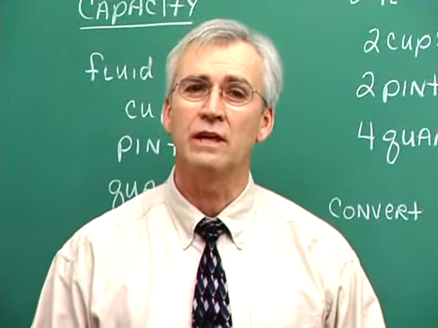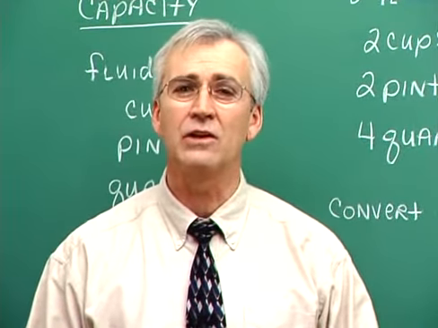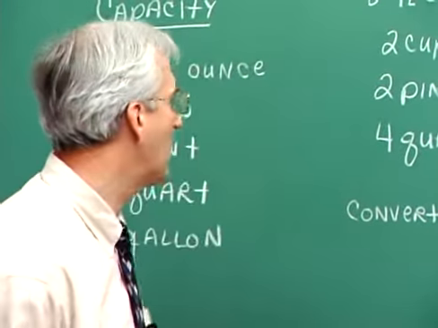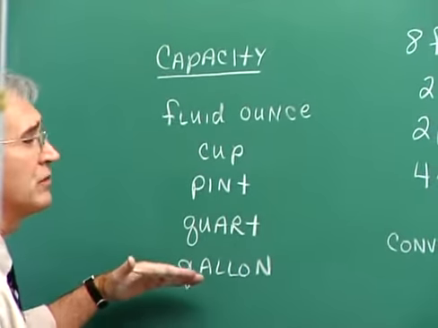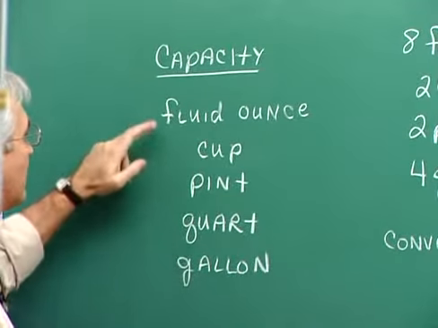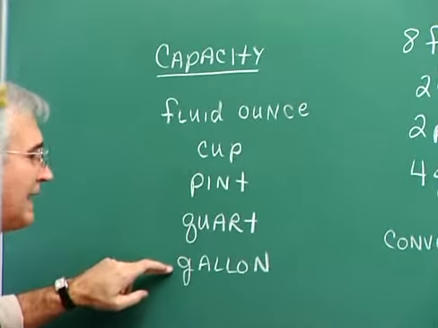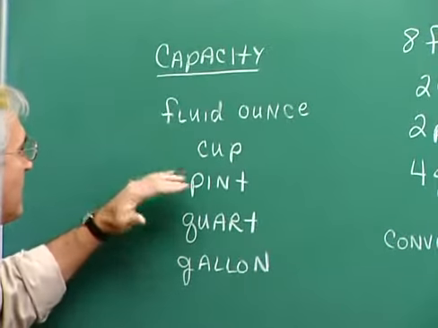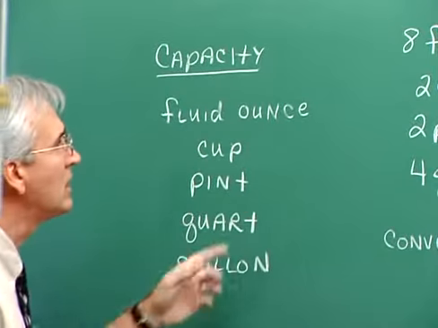Liquids are measured in units of capacity, and in the U.S. customary system, these are commonly used units for measuring capacity. Fluid ounce, cup, pint, quart, and gallon. Now, we may or may not be familiar with the conversions for these, but here they are.